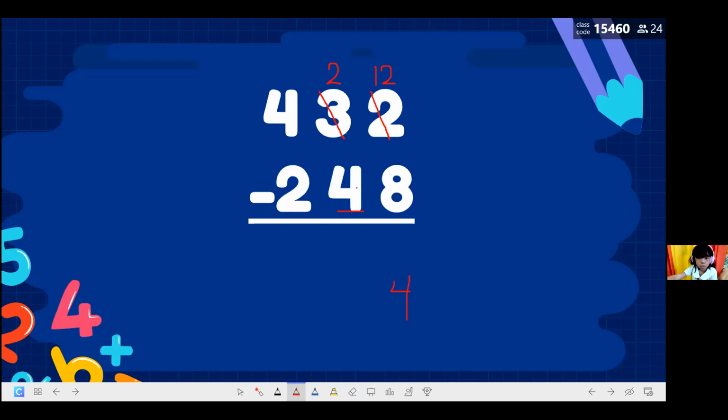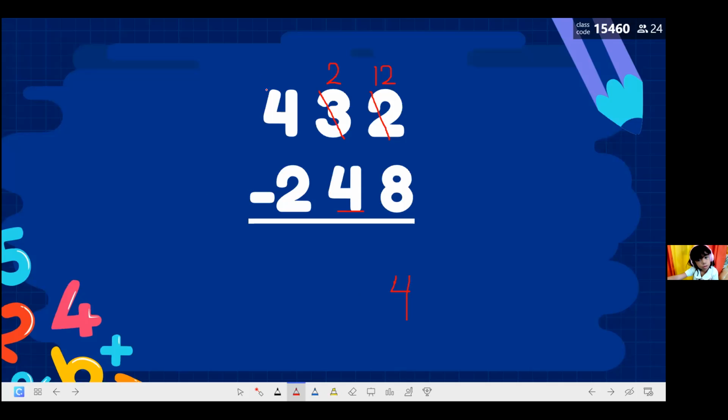Can we subtract 4 from 2? No, we cannot. So what should we do then? Borrow from 4. Everyone, let's use the term regroup. But I appreciate all of you answering borrow.